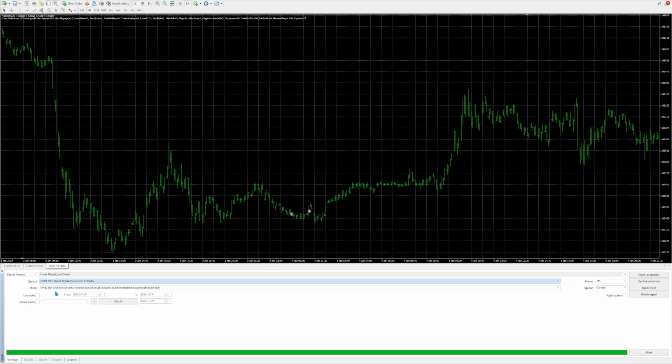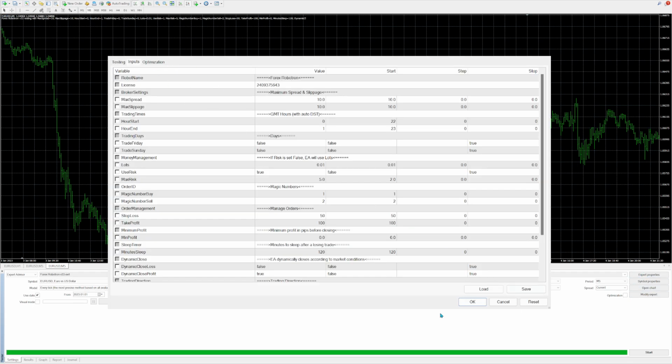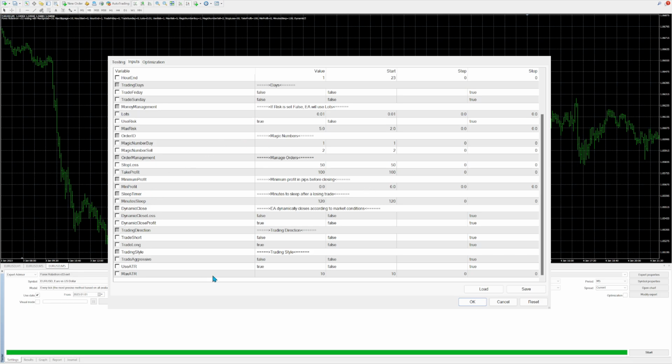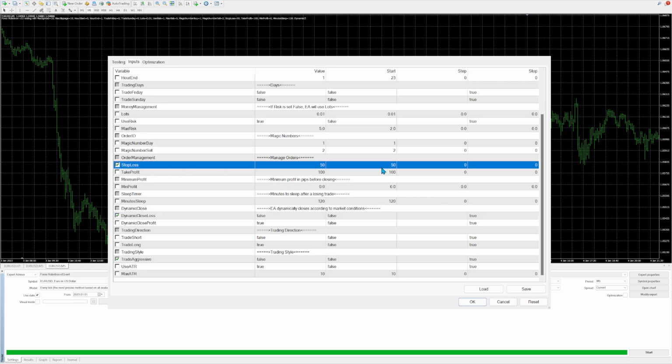If I just go back to the euro dollar and show you what I was talking about, optimization. Optimization allows you to combine various settings to see what the results would have been. So you just choose what you want to test. Let's just say we want to test trade aggressive, true or false. And we want to test, what else should we test? Dynamic close on loss, true or false. Okay. And let's test stop loss as well. So let's test stop loss at 25, going up to 50.